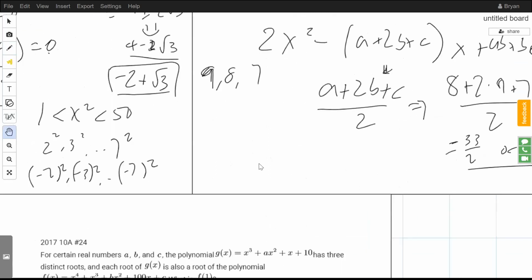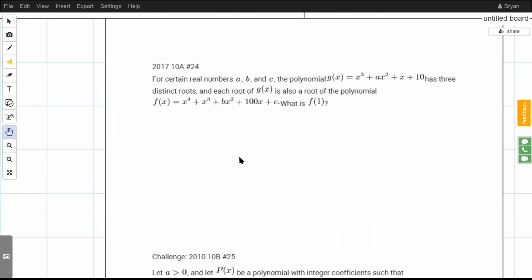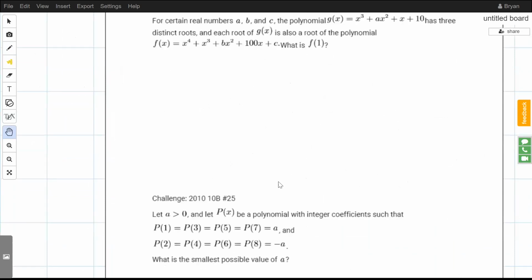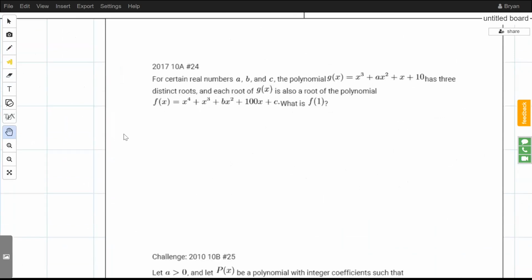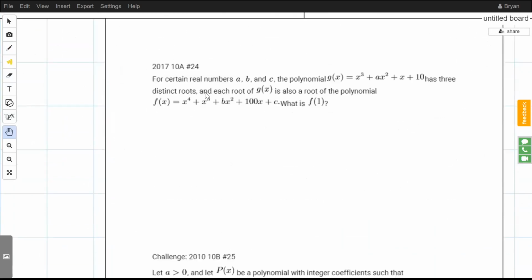My timing is actually sort of good this time. Wow. Okay, this is the last problem before the challenge problem, which I think is a bit hard. It's a bit complicated, but let's cover this one.